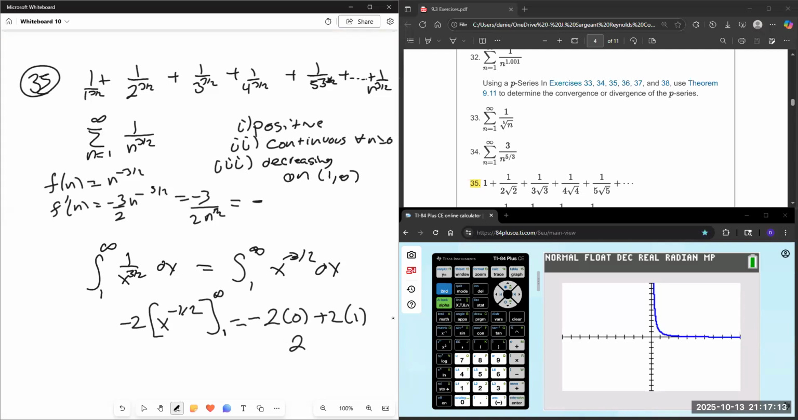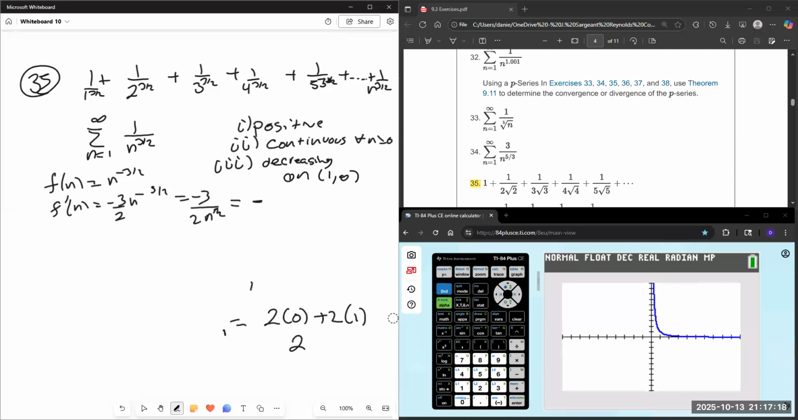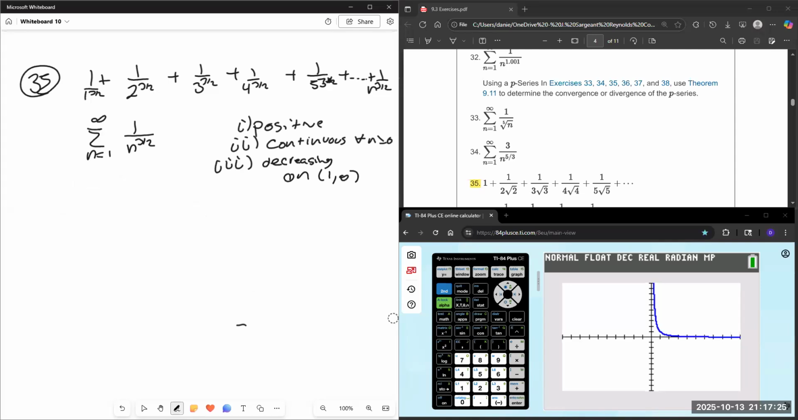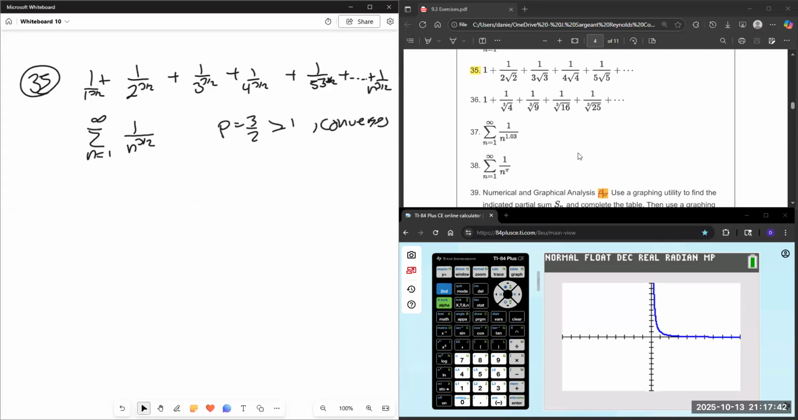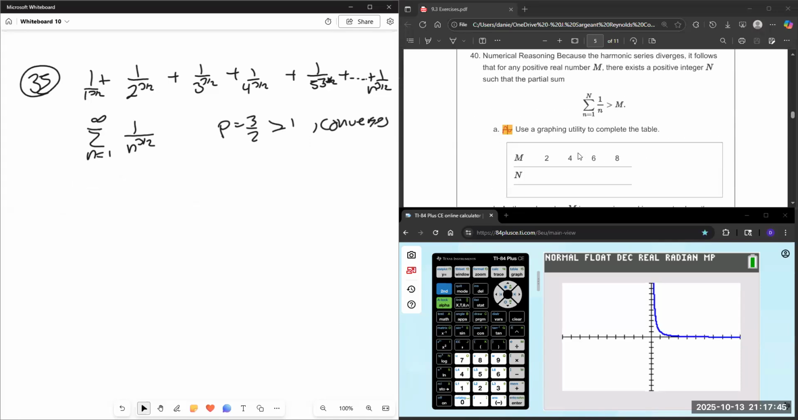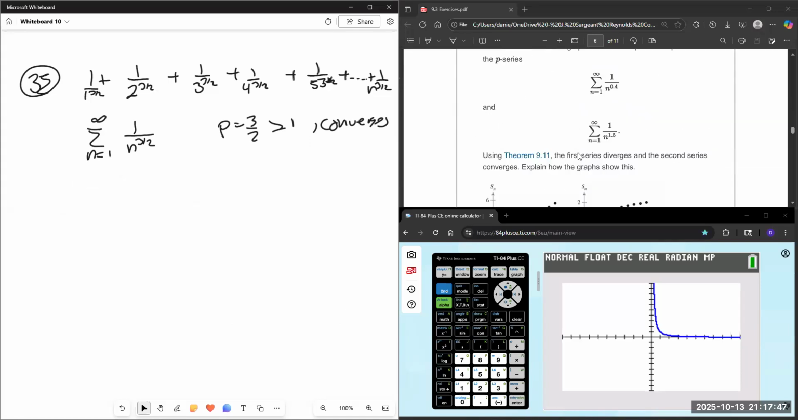Why did I do this with the integral test? I don't want to do it with the integral test. I want to do it with the p-series test because that's easier. Let's skip all this hard stuff with positive, continuous, and decreasing since it's a p-series. p is equal to 3 halves, which is greater than 1. So it converges. That's how easy it was supposed to be. I wasn't supposed to do all that work. Let's look at 47. Now you know how you would prove it, though, with the integral test.